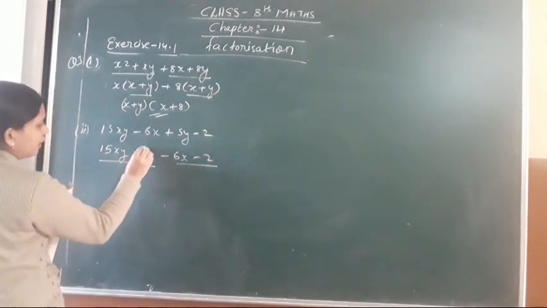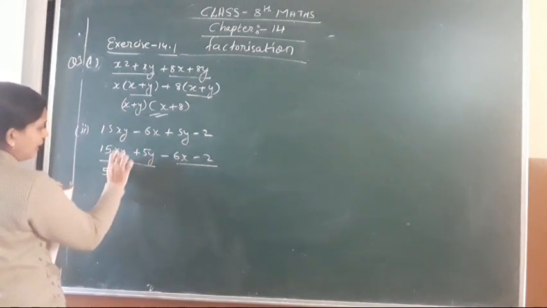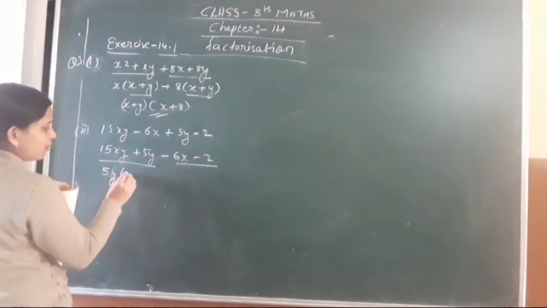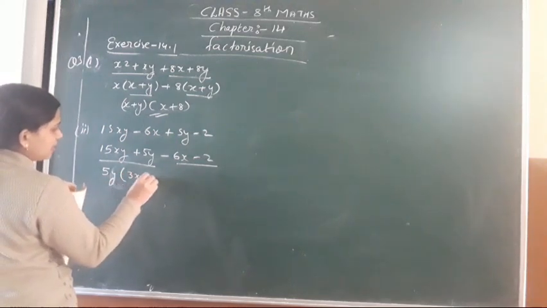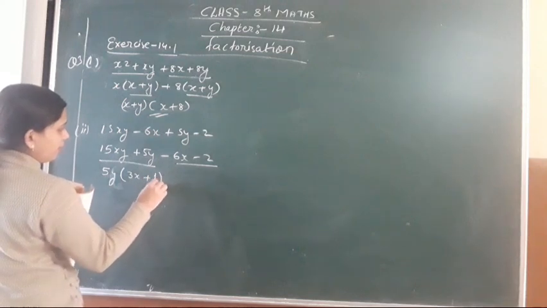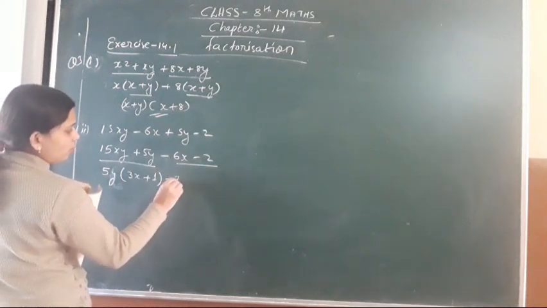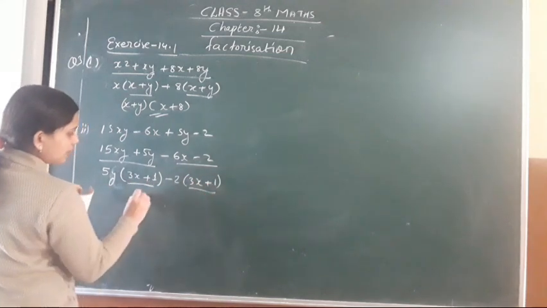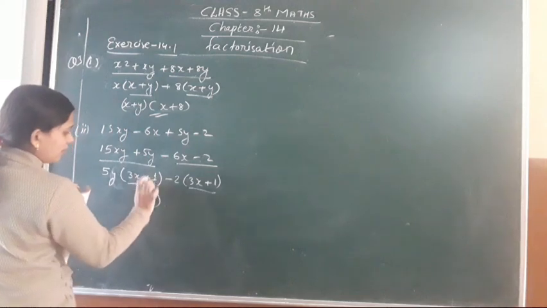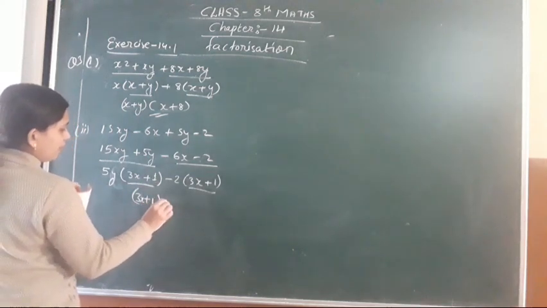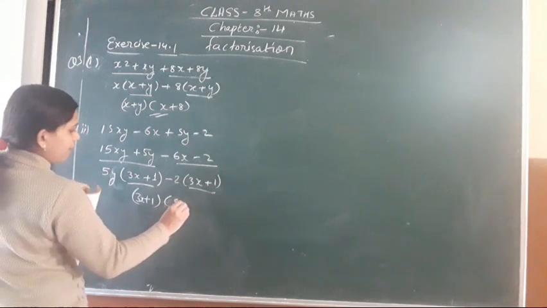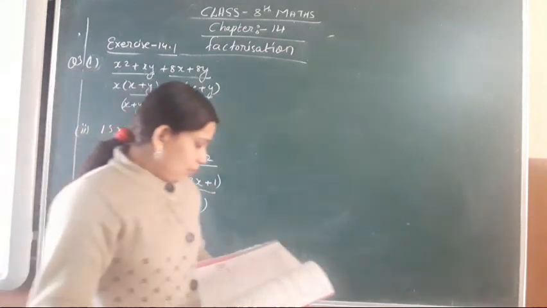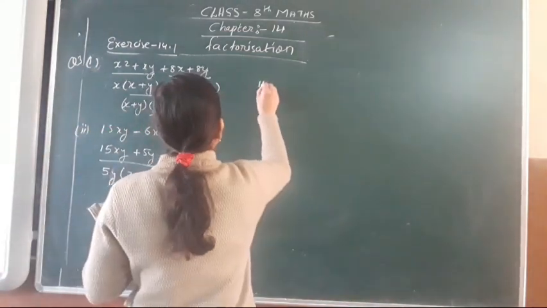Okay. So here 15, that means 5 can be taken common, and y is also present in both the terms, so y can also be taken common. So here 3x is left plus 1. Okay, minus we will take as common 2. So here 3x plus 1. So 3x plus 1 will be taken as common, into 5y minus 2, which is the answer. Clear to everyone?